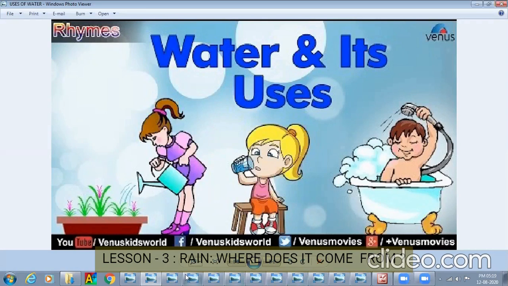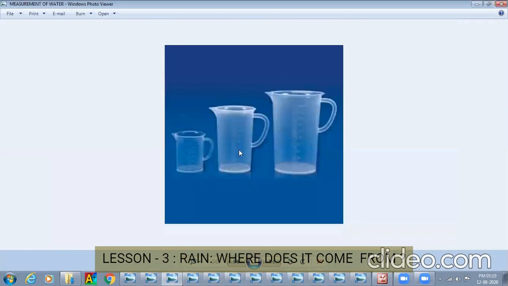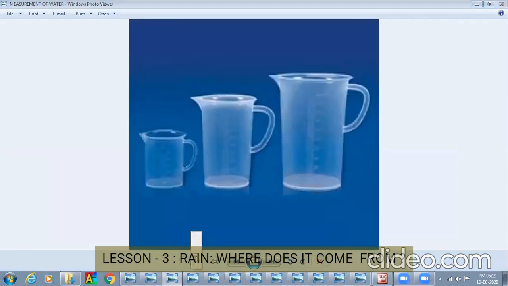Now, next, the measurement of water. How is it measured? Can you see the picture, children? This picture shows different measuring jars where the volume of water is measured. Usually, liquids like petrol, diesel, water are measured in liters.